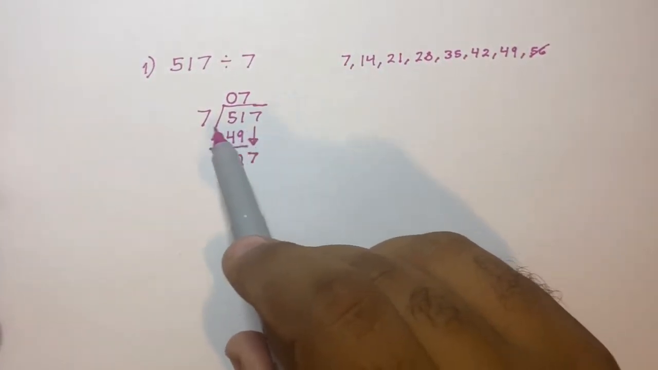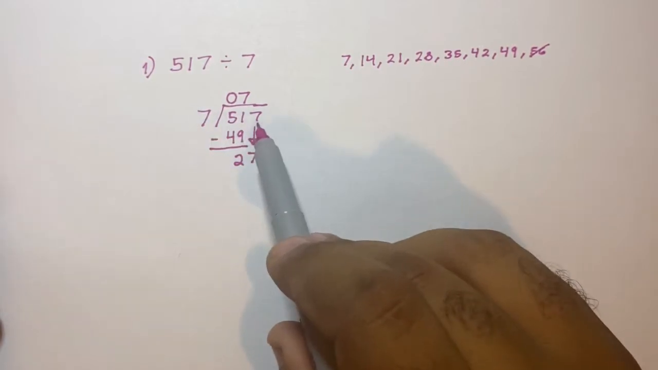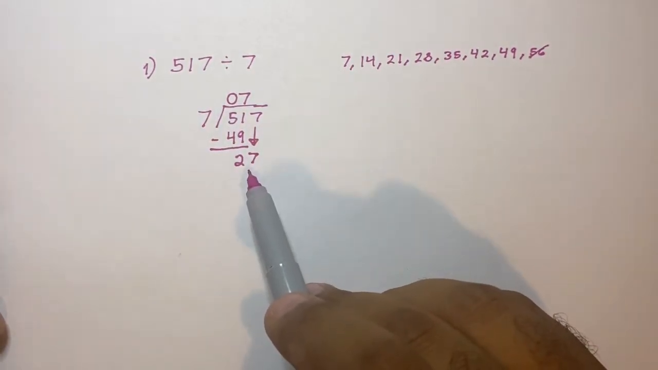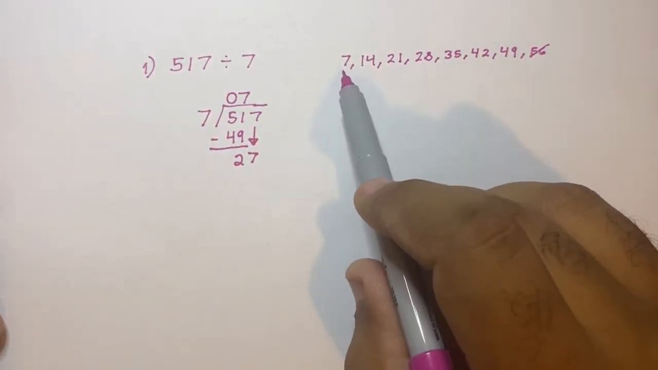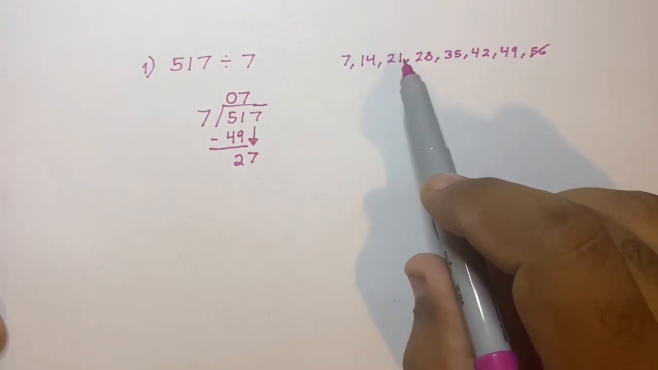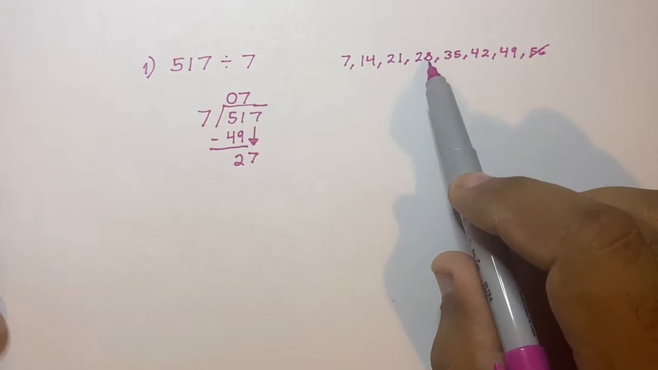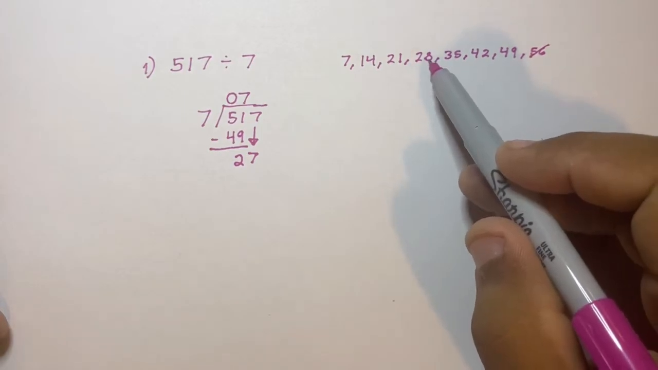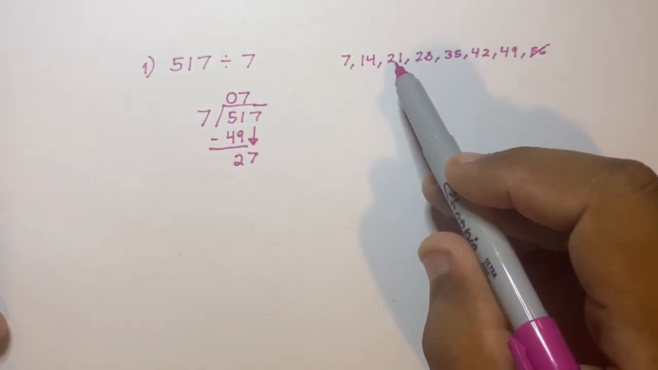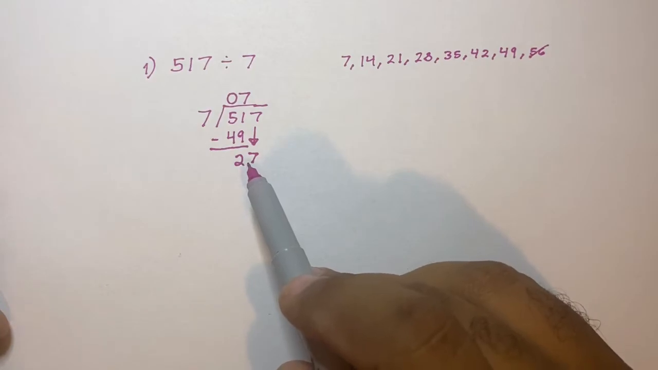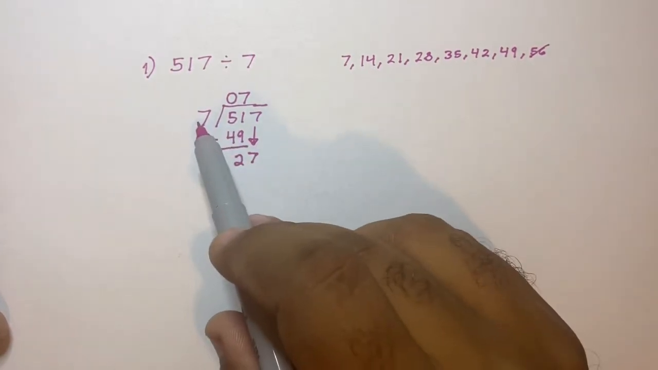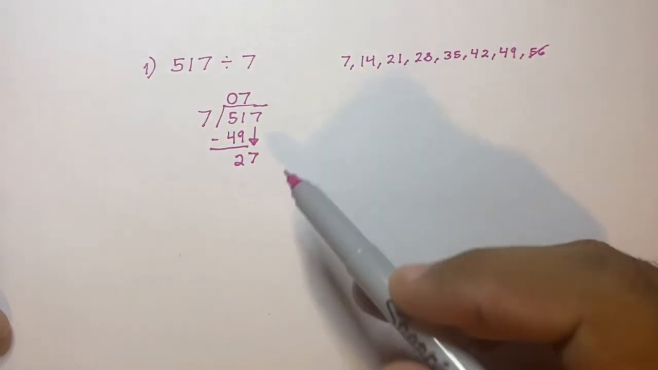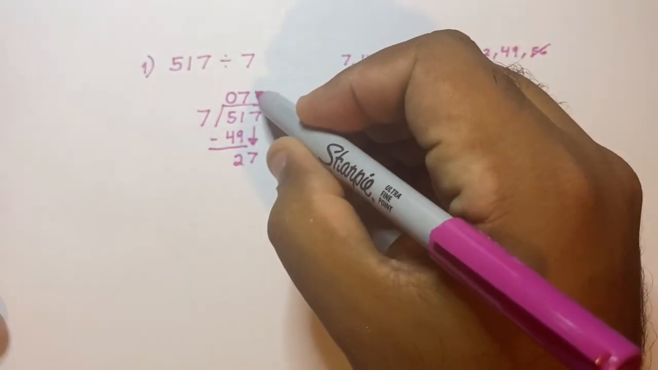Now, instead of figuring out how many times this 7 goes inside 517, all we have to figure out is how many times this 7 goes inside 27. We have our multiples over here. 7 times 1, 7 times 2 is 14, 7 times 3 is 21, and then 7 times 4 is 28. We know that 28 is bigger than 27, so we'll ignore that. But we do know that 21 is smaller, so it does fit inside 27. So how many times can this 7 fit inside this 27? 1, 2, 3. It can fit in there at least 3 times. So we'll put a 3 up here.